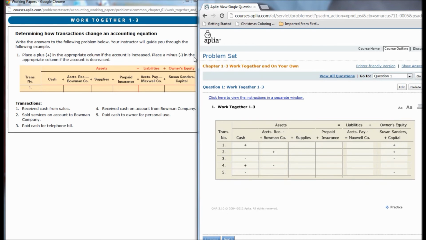Okay, there's a lot of thinking here, and again, a lot of new words, because the language of business is accounting. So we just got to keep practicing. Good luck and have fun.